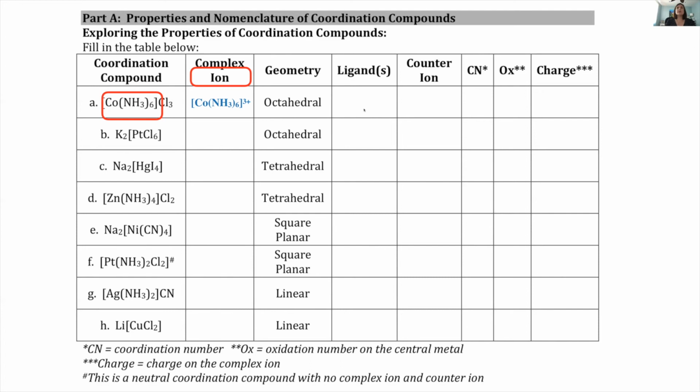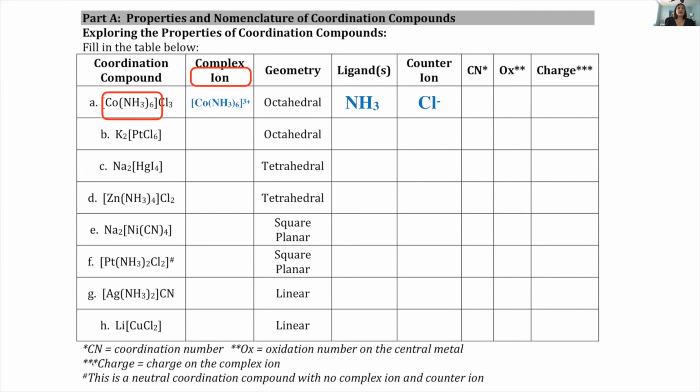So we want to list whatever ligand or ligands there are in this complex ion. In this case, there's only ammonia. There's 6 of them, but the only type of ligand we have is ammonia. The counter ion is outside of the brackets, and in this case, it's chloride. There's 3 of them, but our counter ion is chloride.